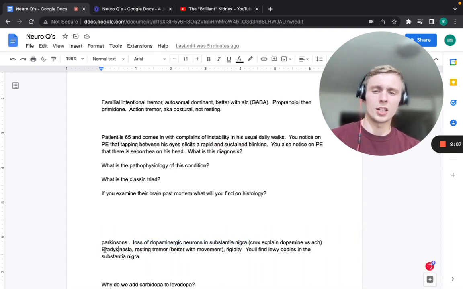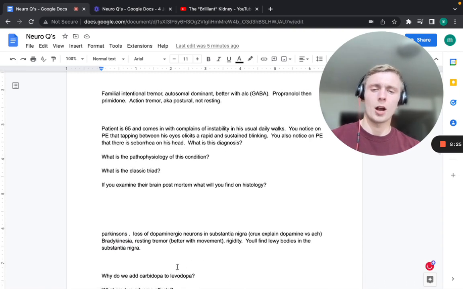And you'll have bradykinesia, a resting tremor that gets better with movement. So this is better with movement as opposed to the postural tremor, the familial intentional tremor, and also rigidity. You'll also find Lewy bodies in the substantia nigra.